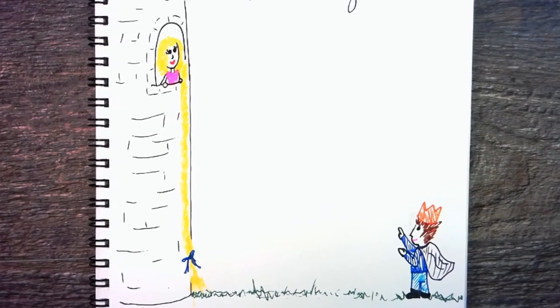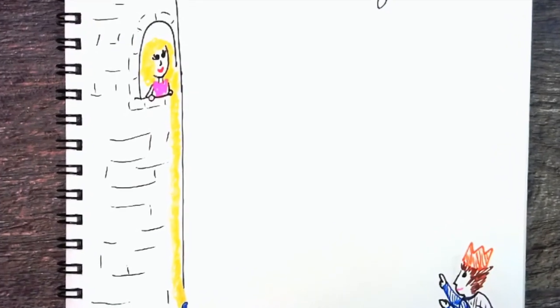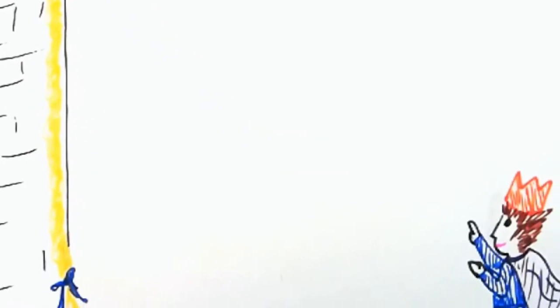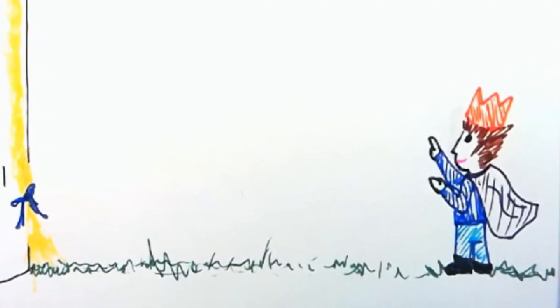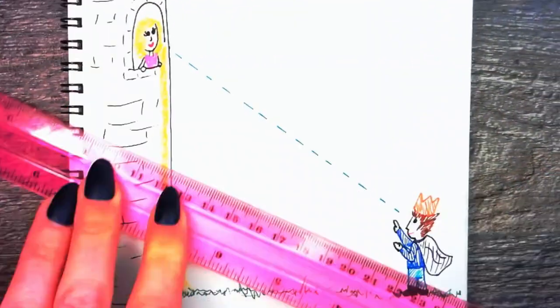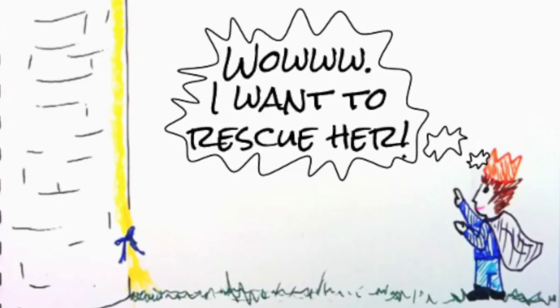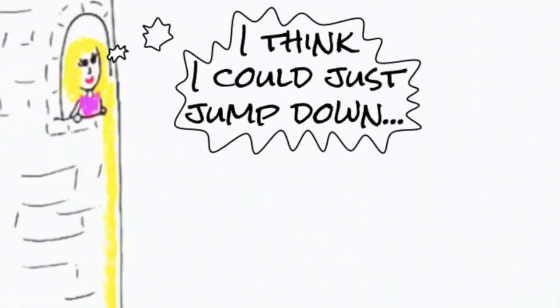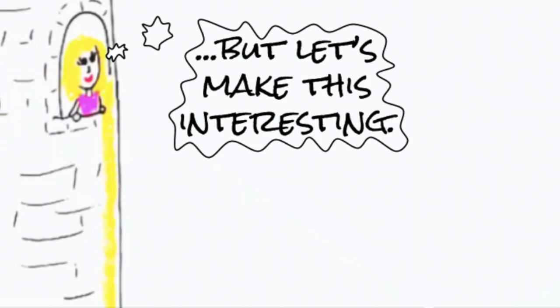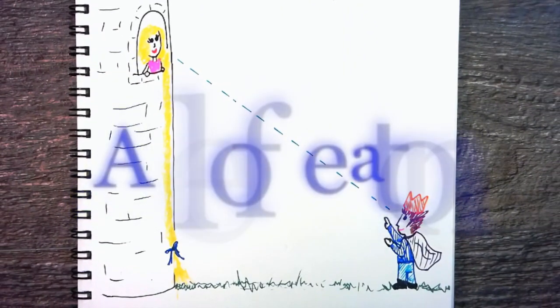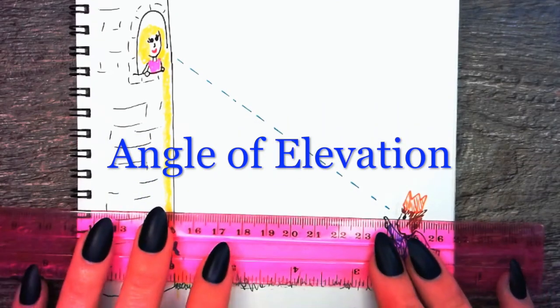Let's pretend that this is, I don't know, Rapunzel, and she's up in her tower, and she locks eyes with the prince. Is this Prince Charming? I don't know what his name is. They lock eyes, and he's like, wow, I want to rescue her, and she's like, I think I could just jump down, but let's make this interesting. So she's just hanging. The angle of elevation is the one we're going to start with.